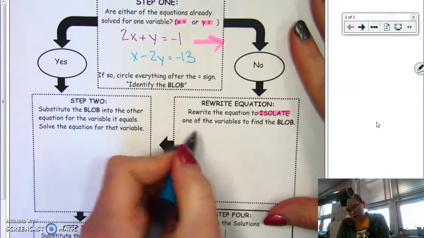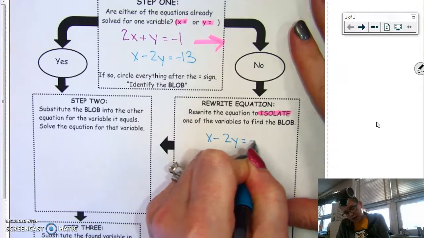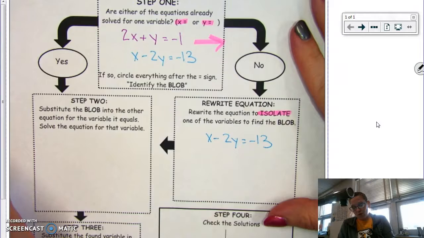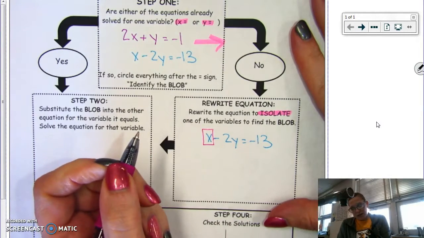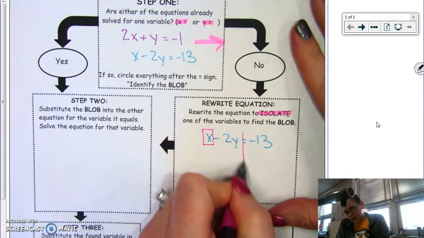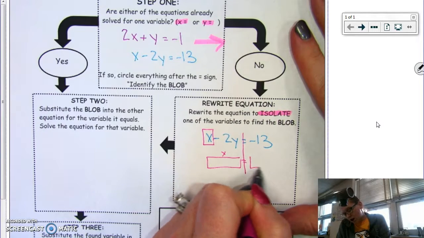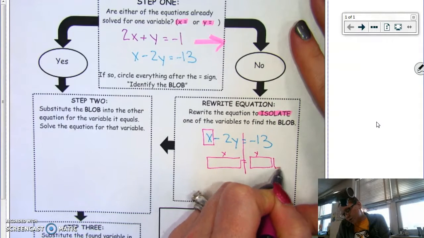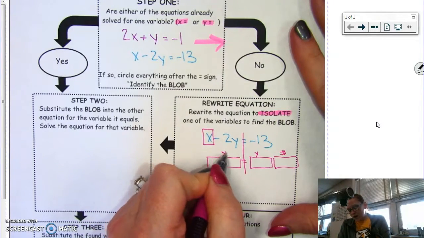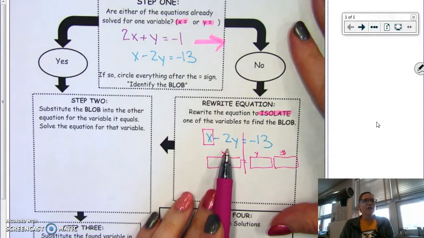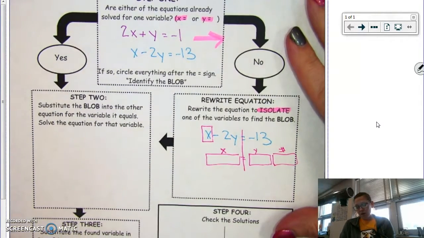So I'm going to write my equation, x minus 2y equals -13. And what I want to do is get this x all by itself. So when I do my boxes, my x is going to be over here, and my y's and my numbers are going to be over here. So it looks a little bit different, but you want to pick what's easiest. Why would I want to rewrite it? I don't have to graph anymore. So if I'm not graphing, you can pick whatever variable you want.